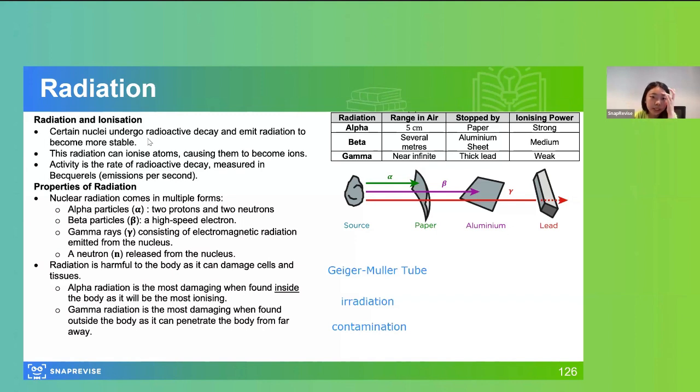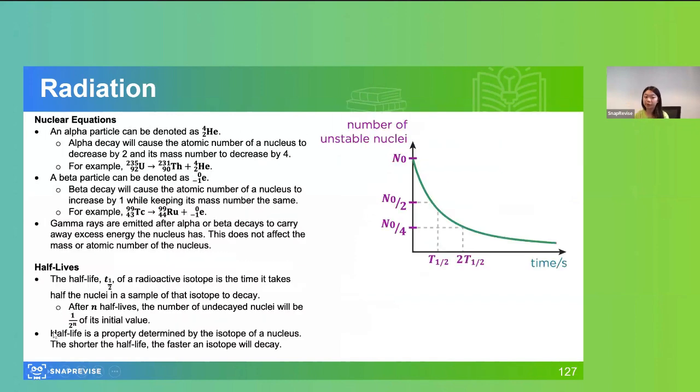Within this topic, we also talk about nuclear equations and half-lives. We have an example of going through this in a bit. In the nuclear equations, the alpha particles are treated as a helium atom. A Geiger-Müller tube is a detection device that helps detect radioactive material.